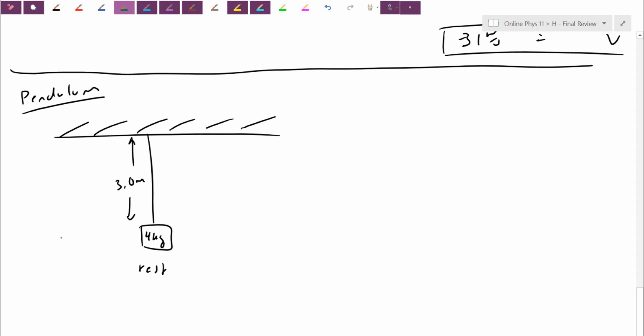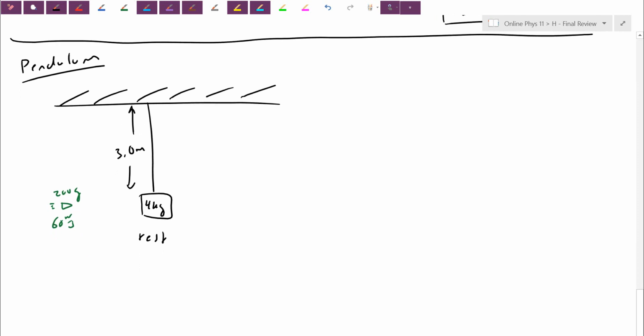I'm going to start off with a bullet again. This bullet here is going to be 200 grams. It's zipping by at 60 meters per second. I'm going to tell you that's the before picture. The after is the collision is actually inelastic. Okay, so that's the before.